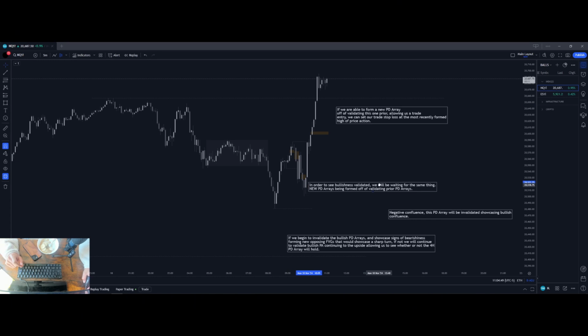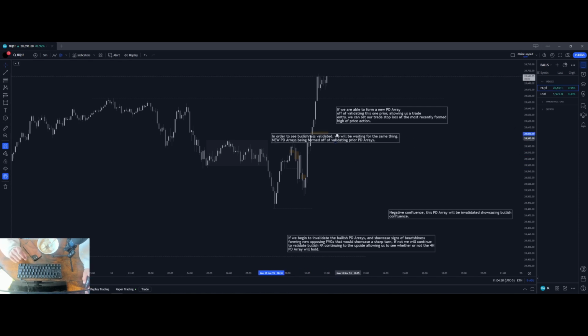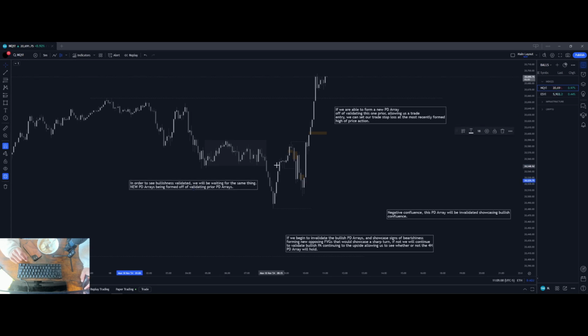Let's move this negative confluence and go to this one. In order to see bullishness validated, we will be waiting for the same thing. New PD arrays being formed off of prior PD arrays. We can move this right here. That's exactly what we wanted to see here, continuing higher, just like I said.